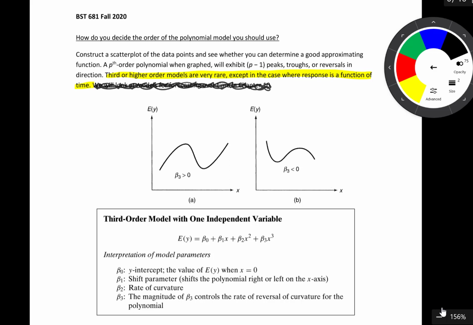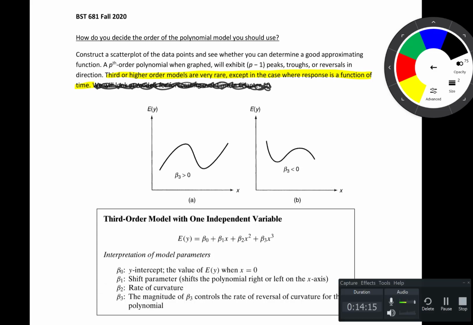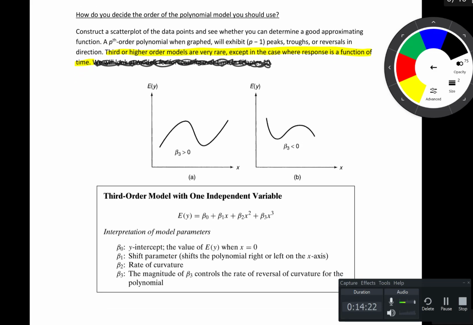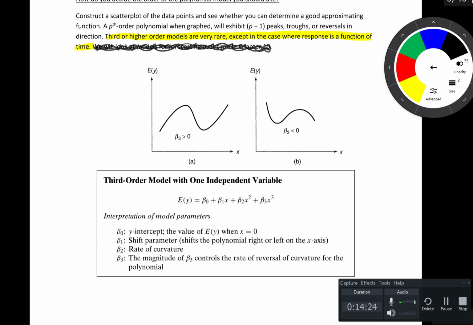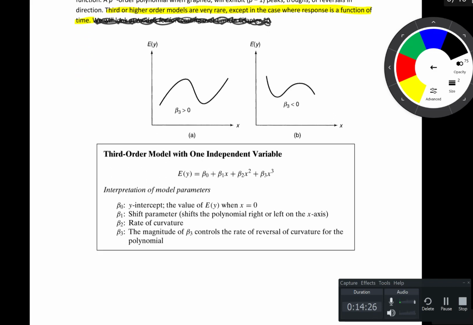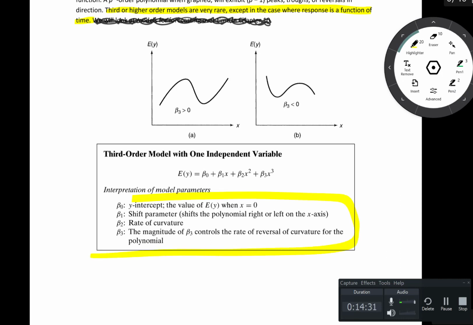I had pulled some of these from previous notes that I had. If you're interested in looking at time, we offer longitudinal courses, and in a longitudinal course you would look at what would happen over time. So here's an example of a third order model and what that pattern would look like. Notice here we have the interpretation of those parameters. Now one thing to be very careful about is once you get into polynomial regression, the interpretation of the parameters aren't as nice as they were in simple linear regression.